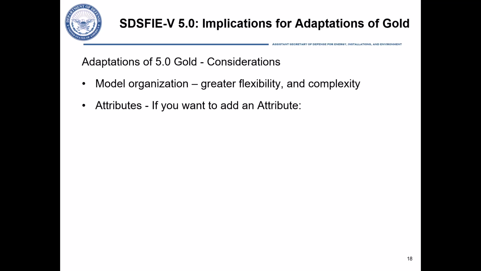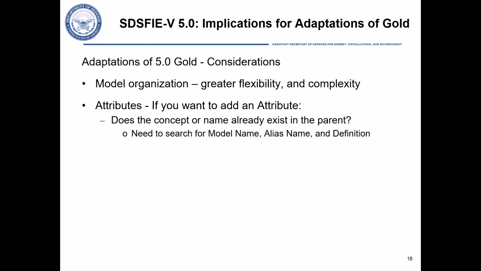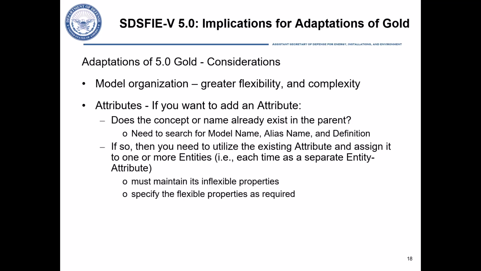We expect that attribute extensions will continue to constitute a considerable portion of the adaptation development process. Now, with the 5.0 rules, the first question prior to adding an attribute to an entity will be, is that attribute different from any existing attribute in the parent Gold model? Again, with respect to name and concept. If the attribute already exists there, then the entity attribute assignment of that existing model-level attribute can be made. As we have learned, only the flexible properties will need to be specified.